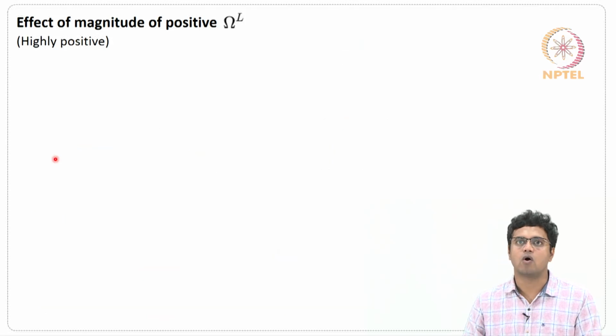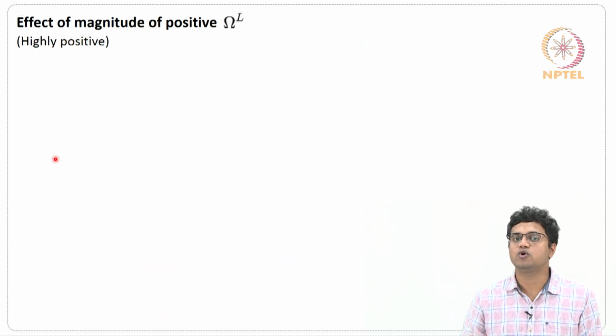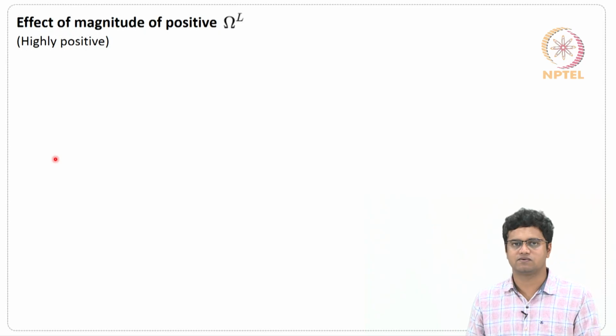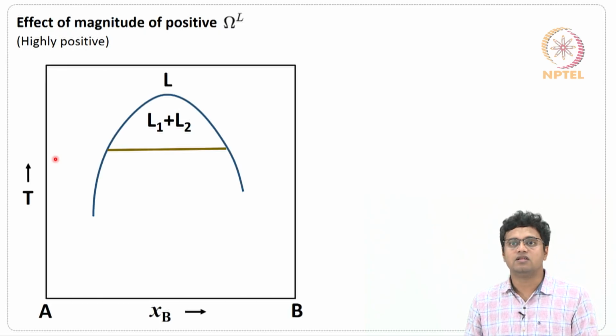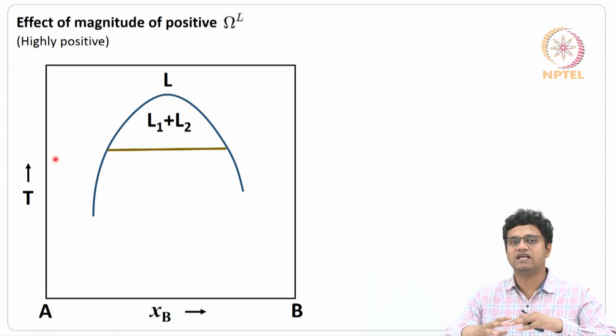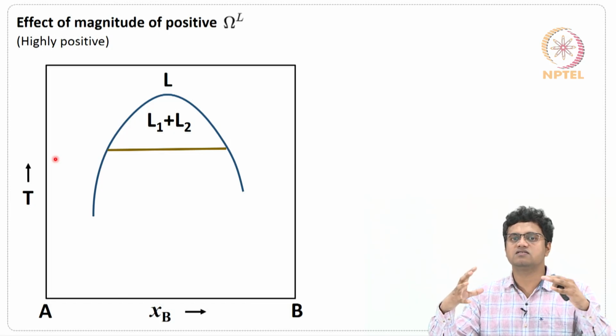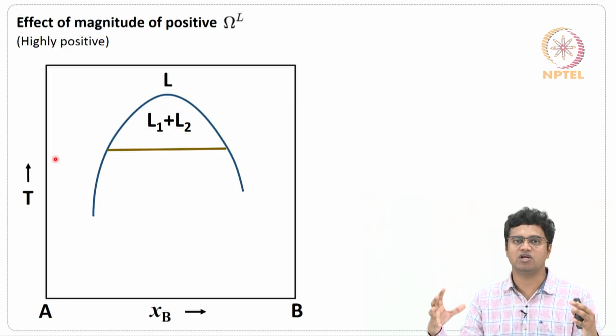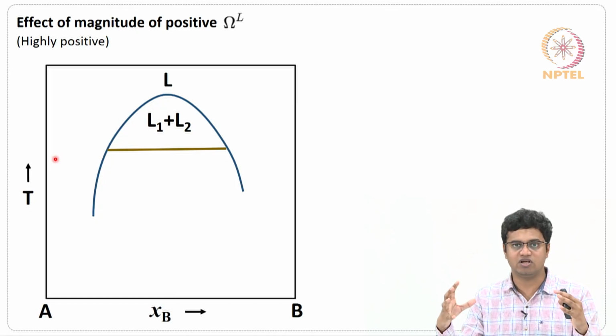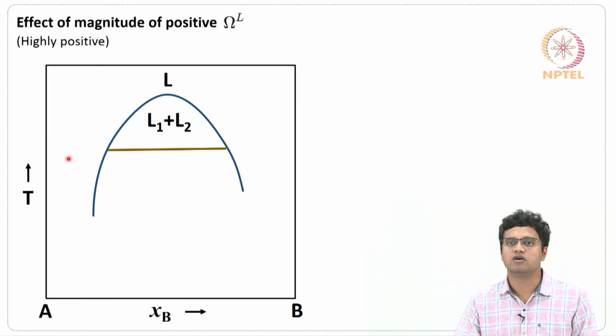Okay. Now, if I still increase the magnitude of the interaction parameter, then what happens? The important point I would like to mention is that the miscibility gap will increase. Increase in the sense the volume of that gap will increase. The area of the miscibility gap will increase here. Why? Because now more composition is involved in the phase separation, and the temperature range is also increased.